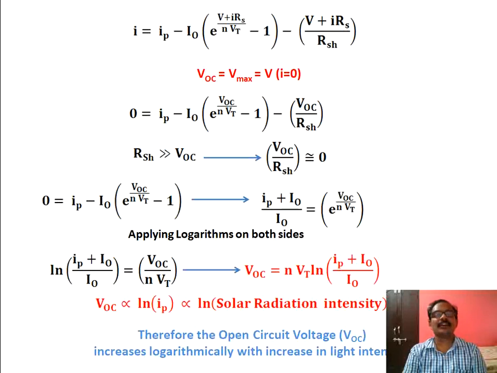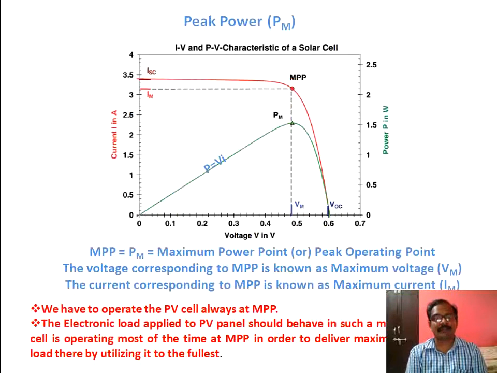But the short circuit current increases linearly, whereas the open circuit voltage increases slightly with the increase in solar radiation intensity. And the third parameter is peak power or maximum power, PM. So the red color curve which you are already familiar with is the IV characteristics of a solar cell. Now what is that green color curve? That green color curve is the PV characteristics of a solar cell. PV, that is taking the power on the y-axis and voltage on the x-axis. Right. In case of IV characteristics, voltage on the x-axis and current on the y-axis.